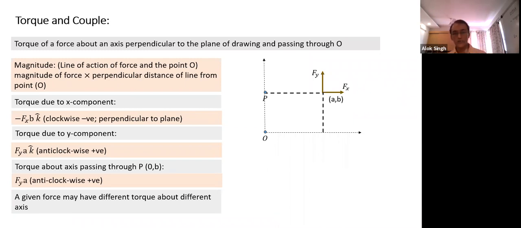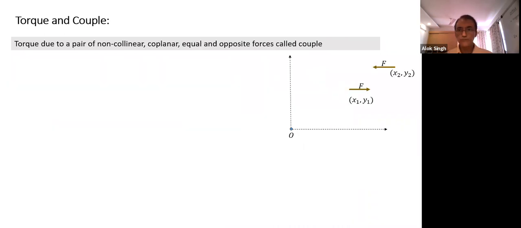So what we understood is that the torque of a force depends on the axis also. If we change the axis, the torque will change. So whenever we talk about a torque, we need to define the axis about which the torque has to be calculated. Without defining the axis, the torque normally has no meaning. So far we are okay.